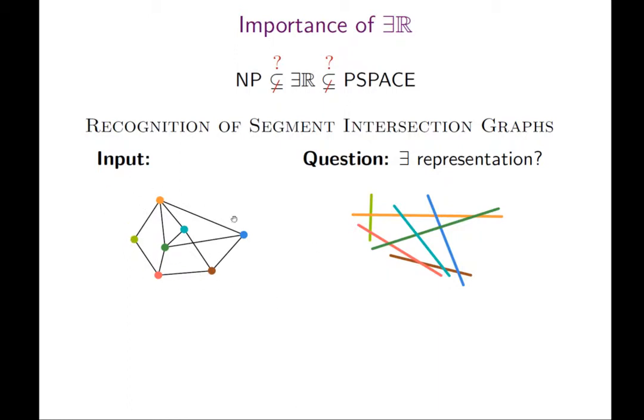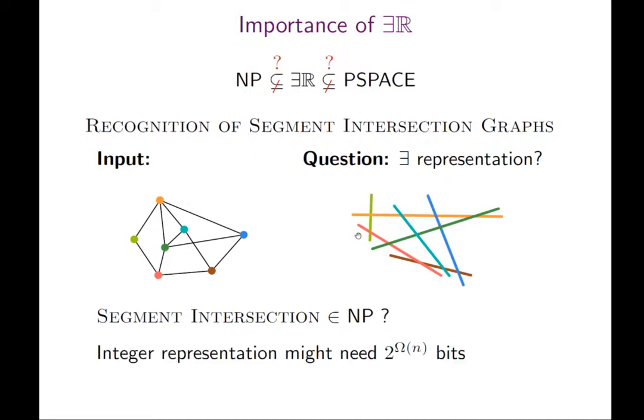Light green and brown don't intersect, so there's no edge between. So you ask if this graph can be represented, and if the answer is yes, there is a representation. So you could ask, is this problem contained in NP? A natural candidate, so you can already see here that for all the vertices you can assume rational coordinates, because you could just slightly make them longer and perturb them a little bit. And then a natural candidate, if you want to show NP membership, would be just the coordinates of all the endpoints of the segments, and then you can easily check if all the intersections appear. But this is doomed to fail.